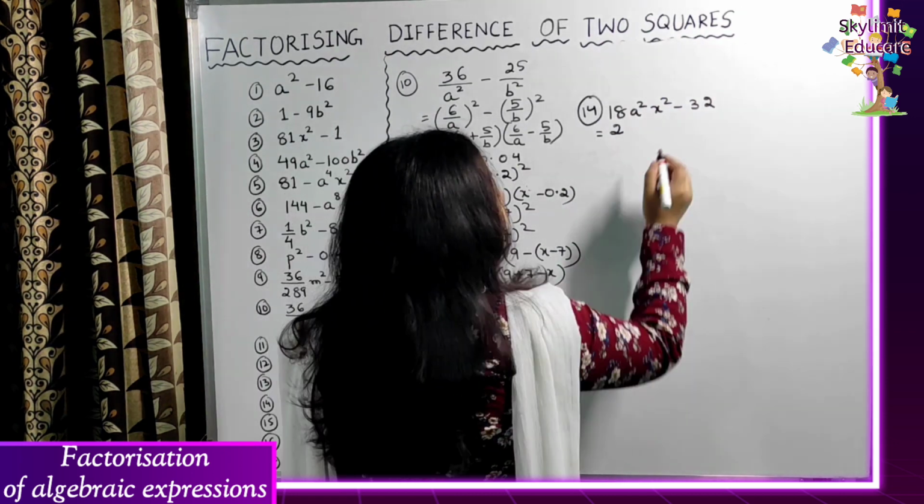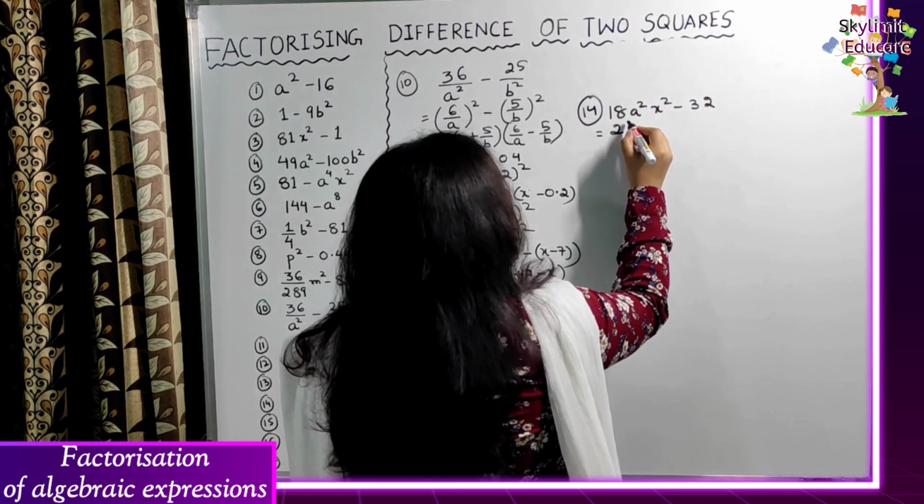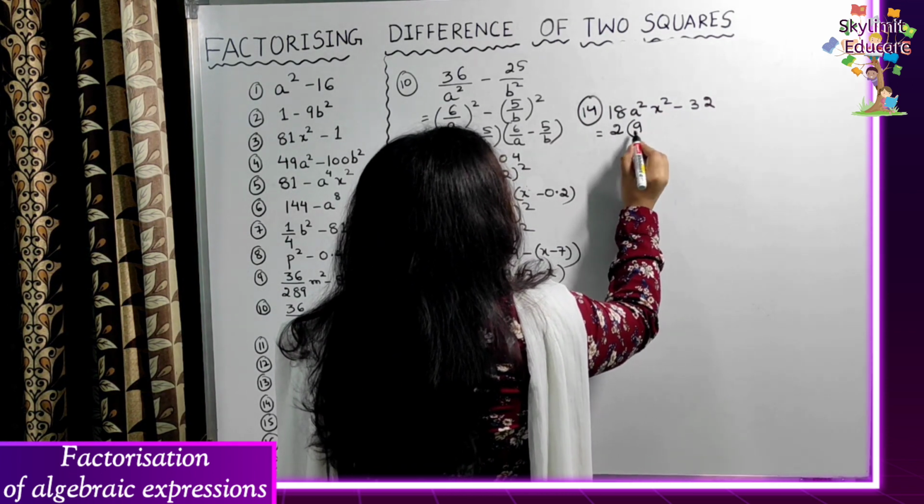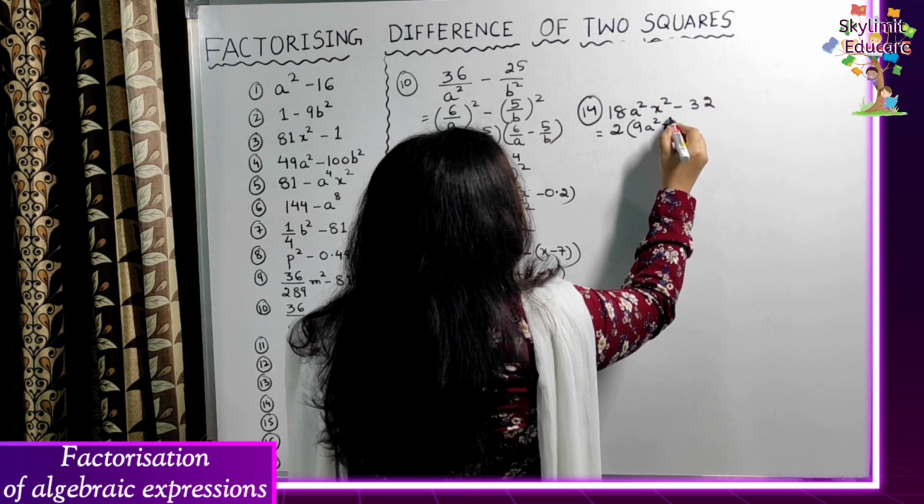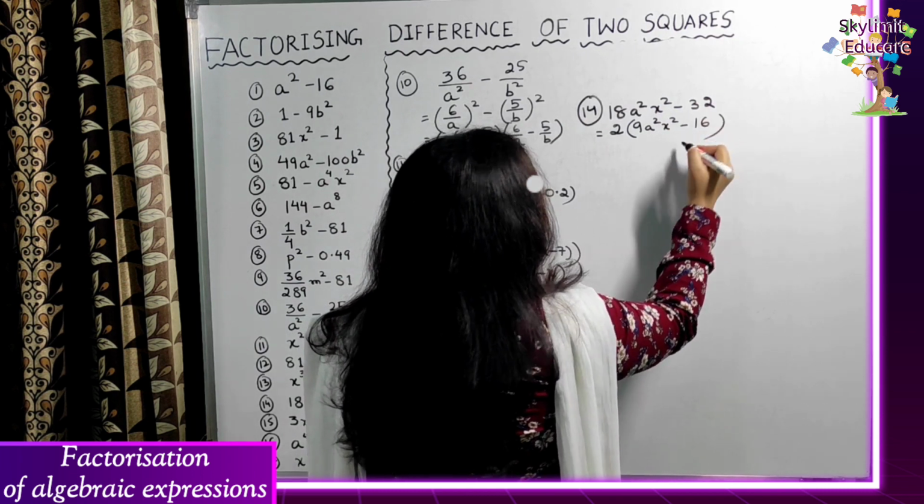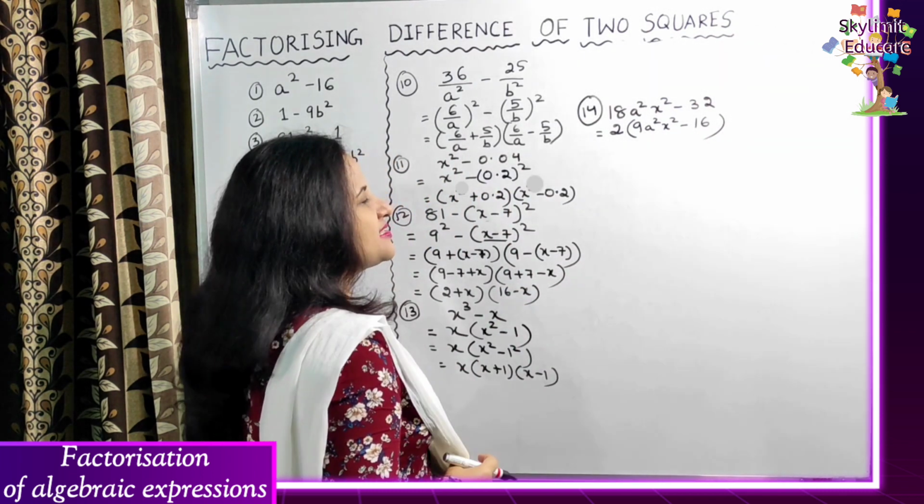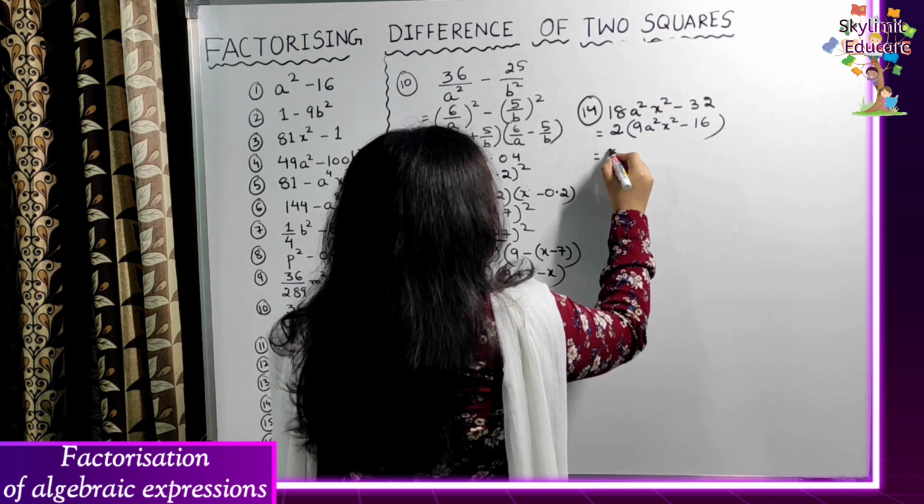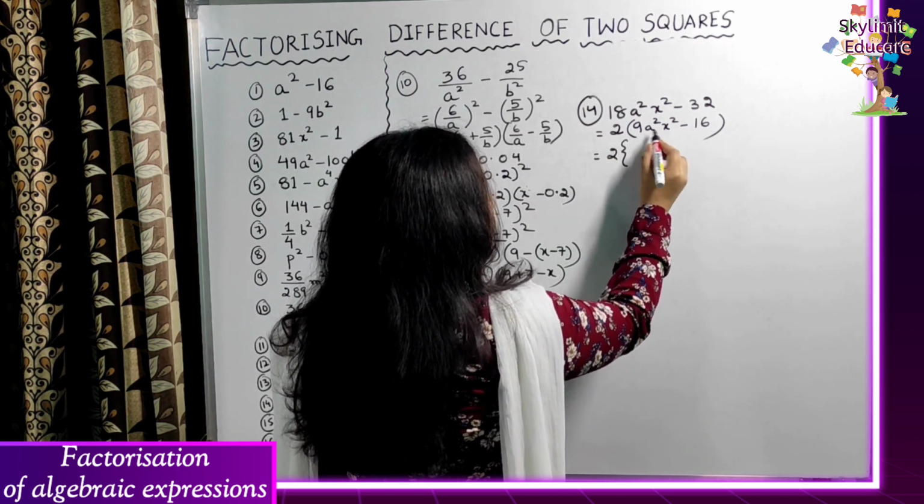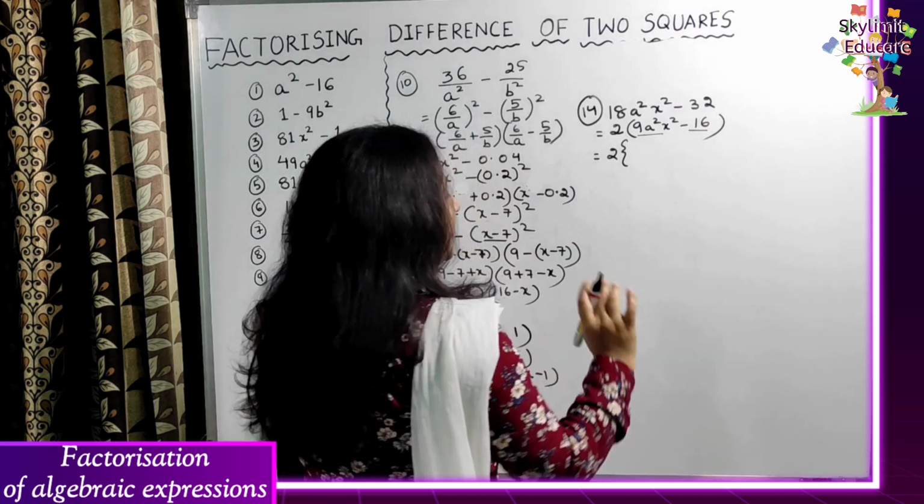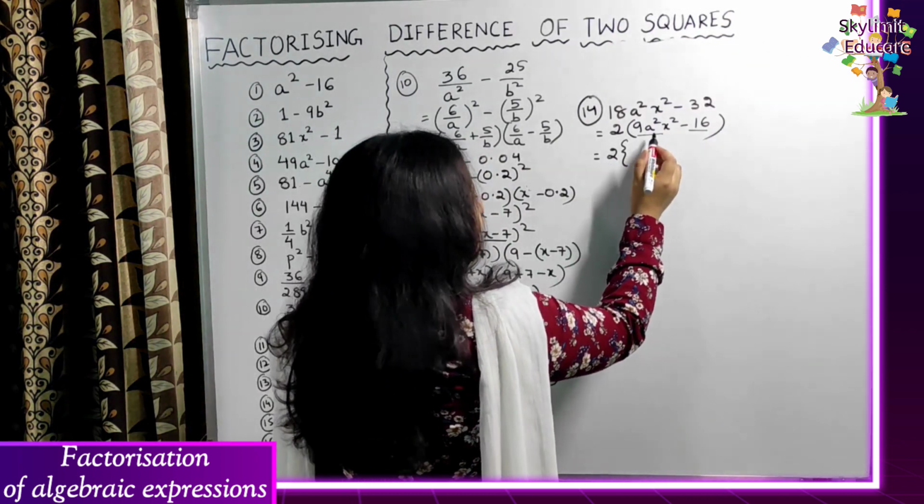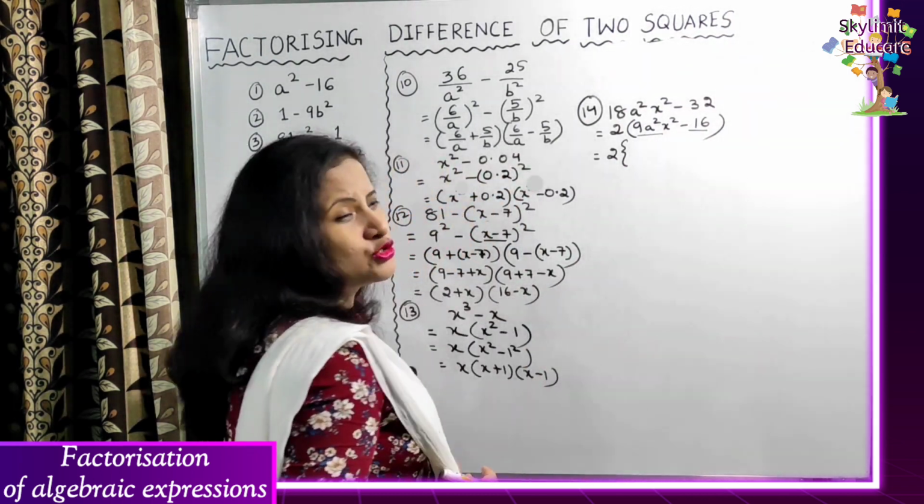But a square, x square cannot be taken common. Yes. So we have here 2 9s are 18, a square x square minus 2 16s are 32. Okay, as you've done in your previous exercises, right? So now this can be written as perfect square, this one and this one. 2 has been taken common. Now by taking 2 common, we have converted them to perfect squares, right?